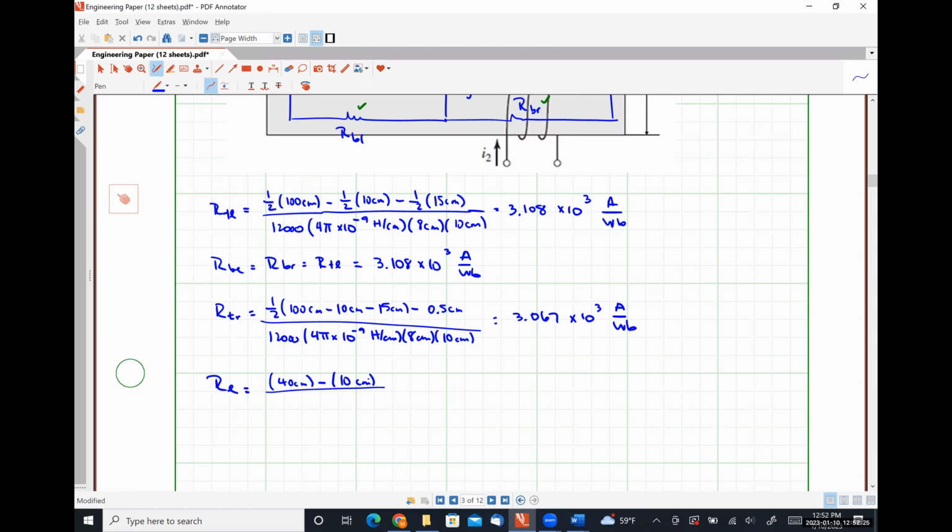And then we're gonna have, so this is a core part, so 12,000 times 4 pi times 10 to the minus 9 Henrys per centimeter times 8 centimeters times 10 centimeters. So 2,486.8, so 2.487 times 10 to the 3 amps per Weber. I'm gonna be lazy and trust Jules, if you guys are okay with that. All right.